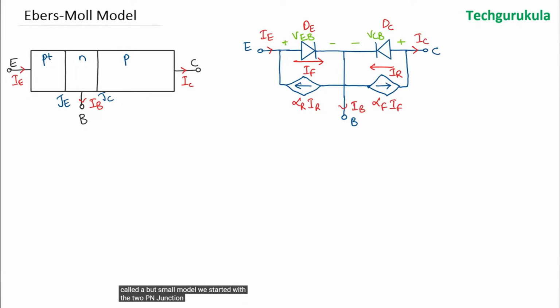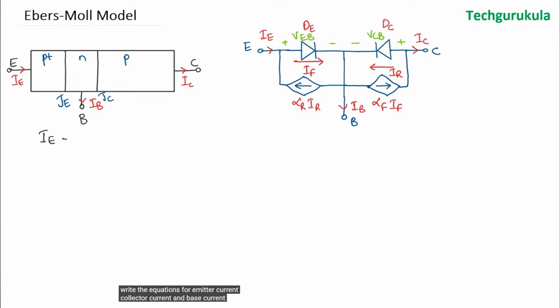We started with two PN junction diodes which are not interacting, but in case of a BJT they would be interacting. To show that, we have shown here the current dependent current sources with alpha F and alpha R parameters in terms of IF and IR respectively for forward active and reverse active modes of operation. Now the diodes that we are showing here are assumed to be ideal diodes which have ideal diode current equations. Now having said that, let's write the equations for emitter current, collector current, and base current.